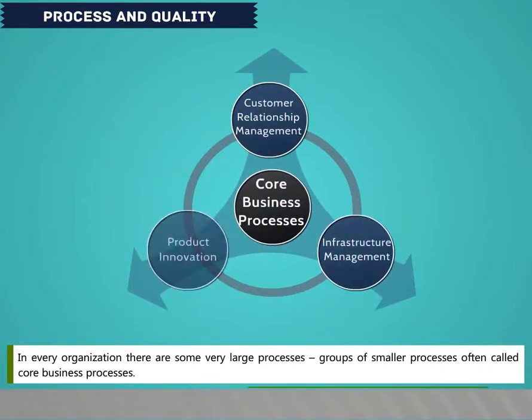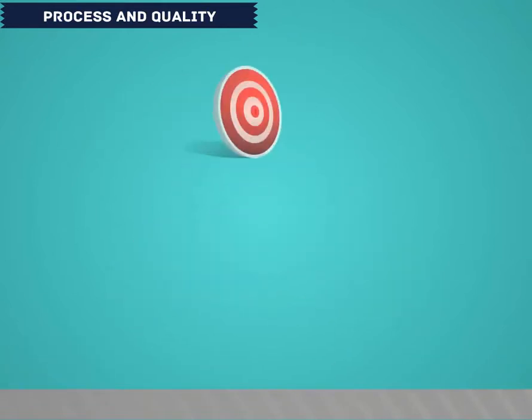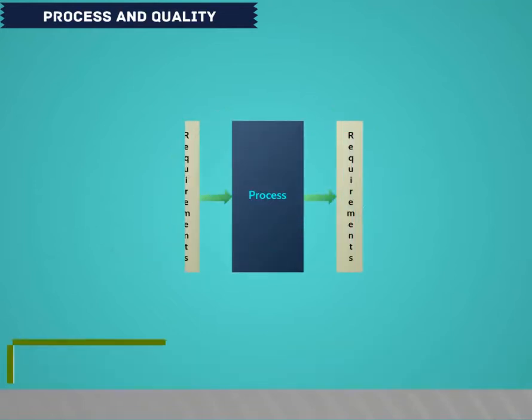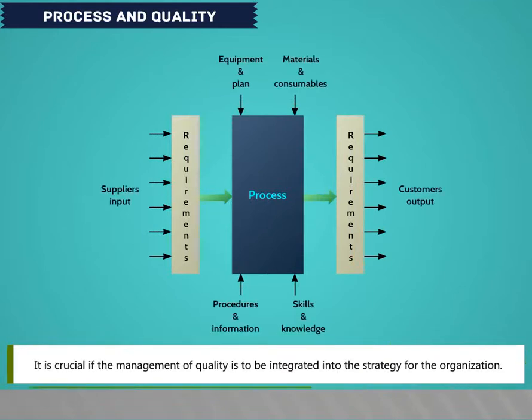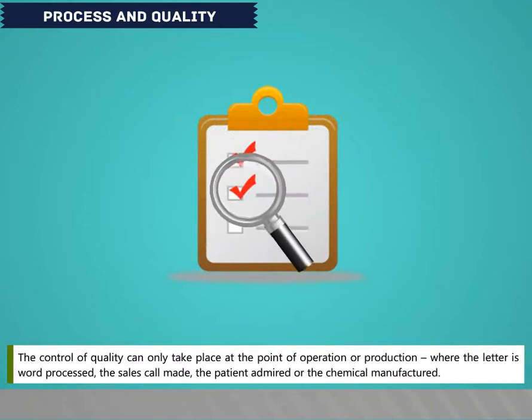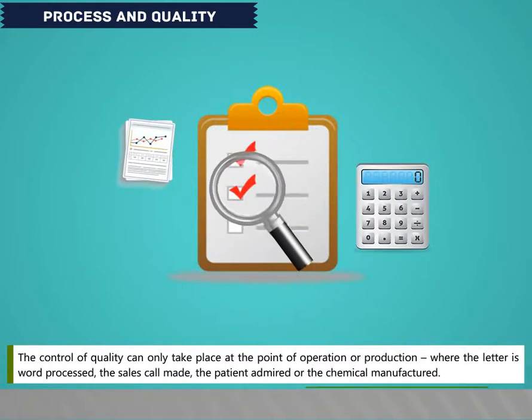In every organization, there are some very large processes, groups of smaller processes often called core business processes. These are activities that the organization must carry out especially well if its mission and objectives are to be achieved. It is crucial if the management of quality is to be integrated into the strategy for the organization. The control of quality can only take place at the point of operation or production, where the letter is word processed, the sales call made, the patient admitted, or the chemical manufactured.